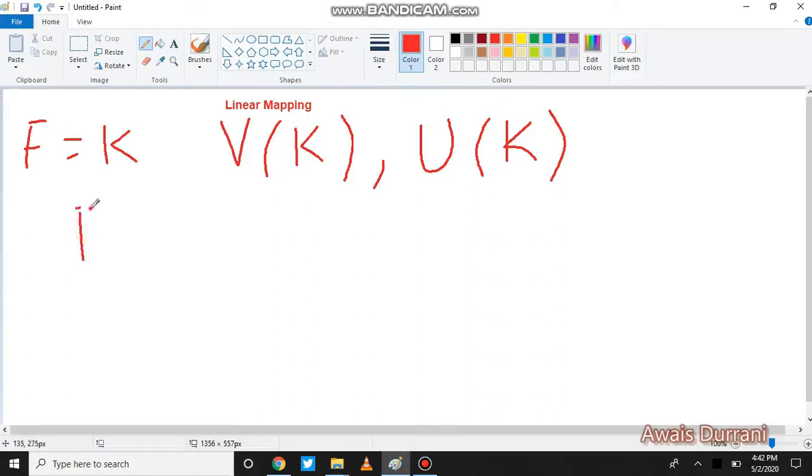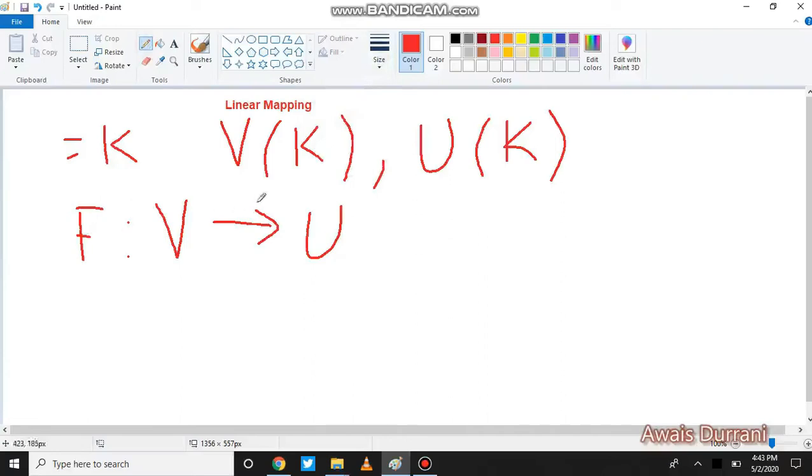I'm sorry for the thunder sound. So there is a mapping from V to U, and we define a mapping F like this. So that you should not be confused, you should not mix this F with this one. Therefore I should remove this F. We have a field K, and the capital F over here is a mapping from V to U.